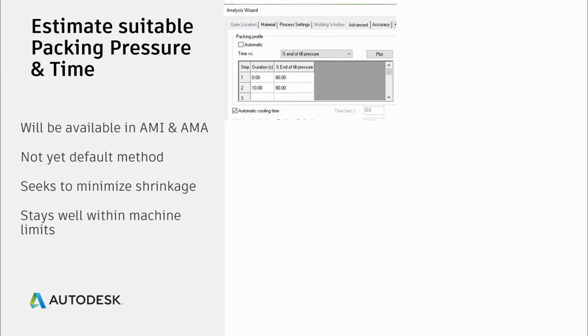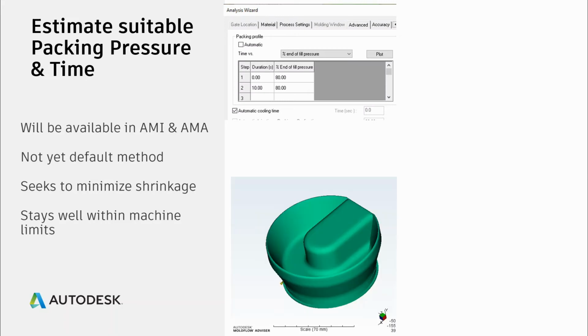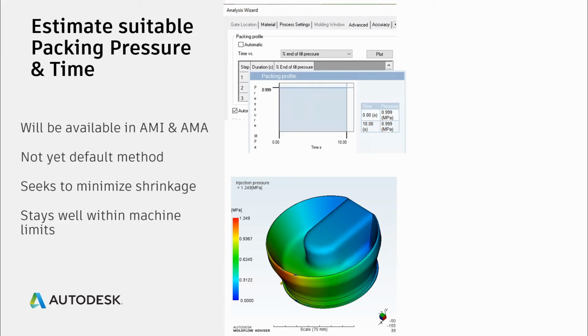What you see is the traditional packing profile input, which takes an 80% level of the filling pressure required to fill the part by default. So if we look at a part example here, we can see that in this case, the injection pressure was barely over 1 megapascal. So if we look at the packing profile that would have been used for this, the packing pressure was around 1 megapascal. This is not going to be enough to have a well-packed part, obviously.